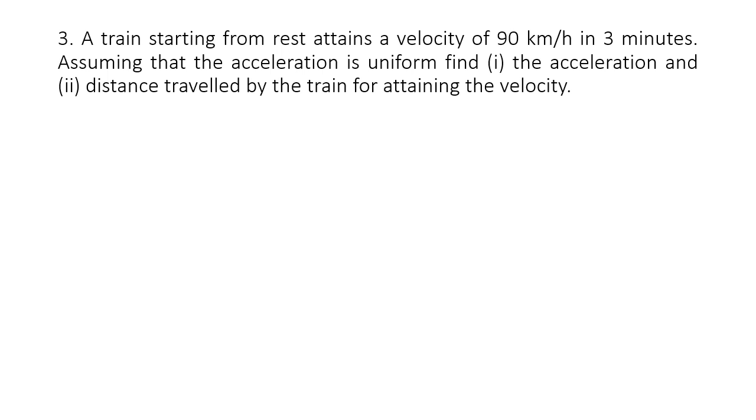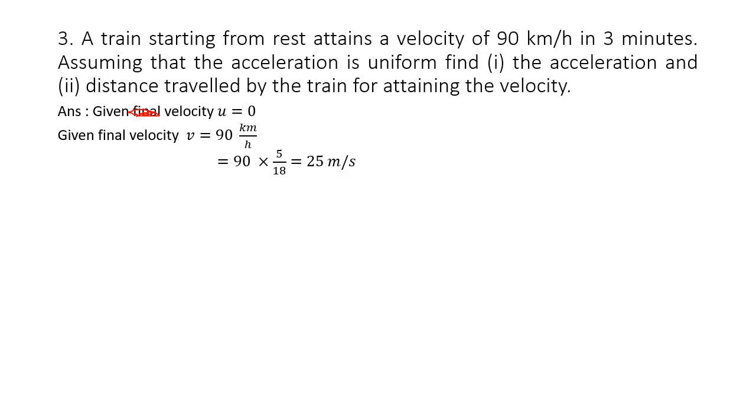So the train is going from 0 meter per second or 0 km per hour to 90 km per hour in 3 minutes. We have to see, assuming that the acceleration is uniform, we have to again find the acceleration and the distance traveled. So first of all, it is not final velocity, again there is a mistake here. It is the initial velocity, u equal to 0. Final velocity is 90 km per hour. On conversion, we get 25 meter per second.